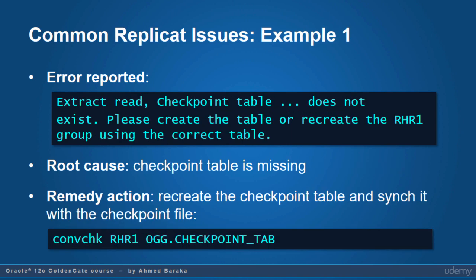This is an issue that could be raised by a replicate process. In this case, the process is trying to access a checkpoint table, but it couldn't find it. This could happen if the checkpoint table was dropped by mistake. To address this issue, recreate the checkpoint table and resync it with the checkpoint file. To resync the checkpoint table with the file, use the command convchk as shown in the slide.